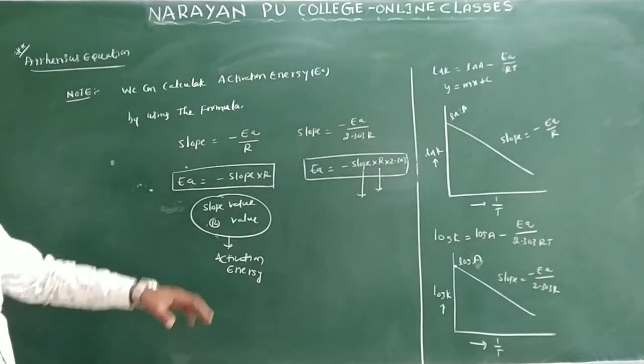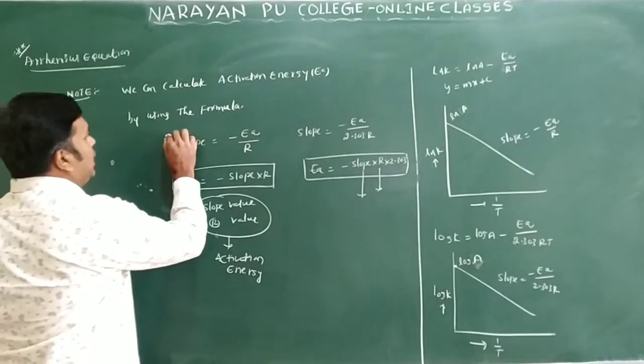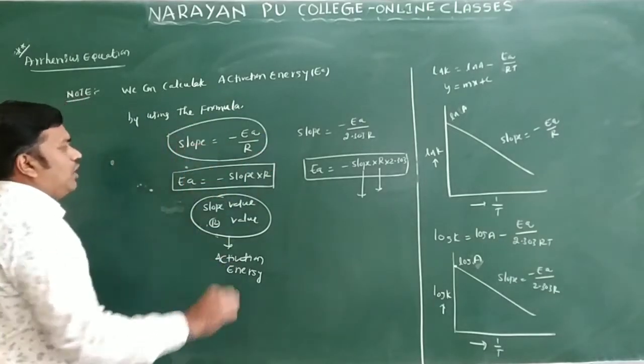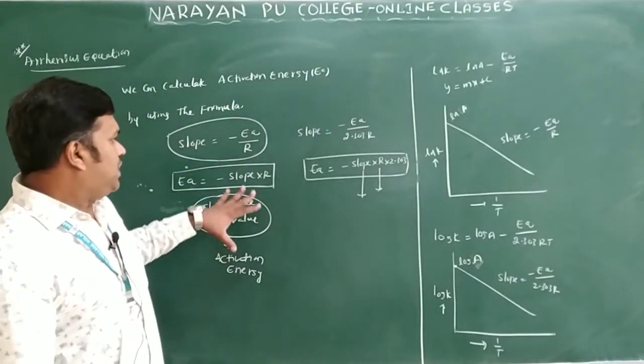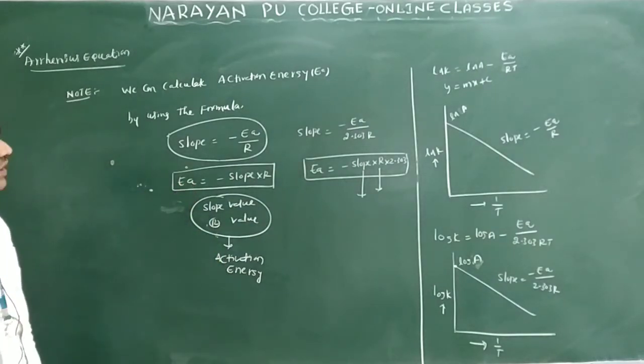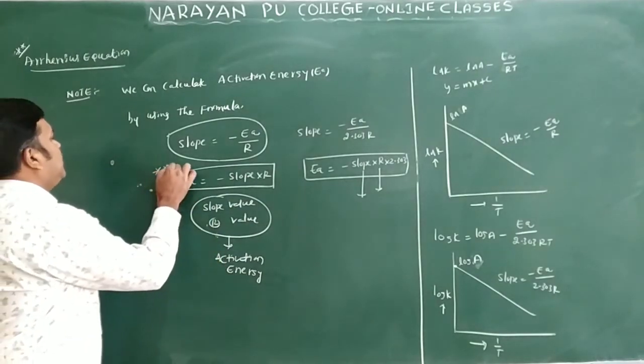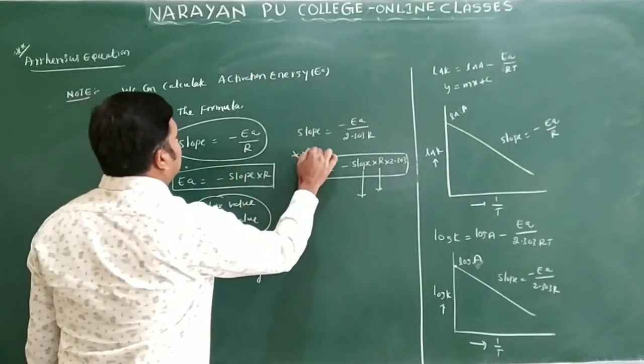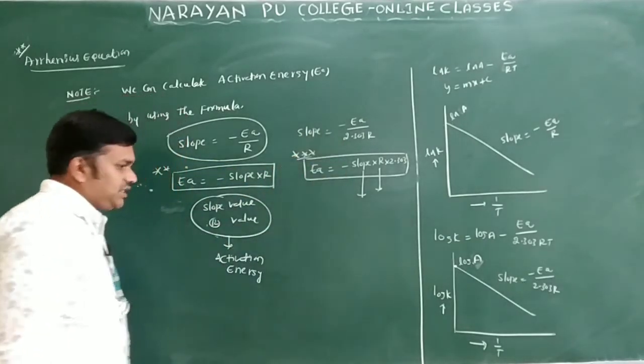Sometimes in the questions they will give the graph and they give the slope value, and the gas constant value you know already, that is 8.314. By using these two, we can find out the activation energy for the reaction. So this formula is also important to calculate the activation energy of the reaction.